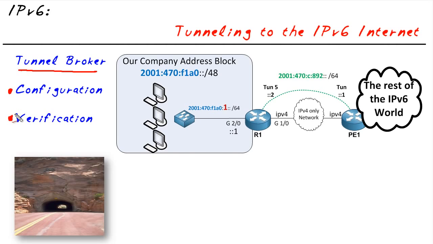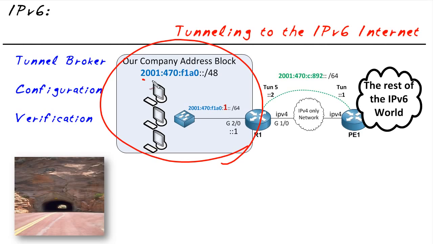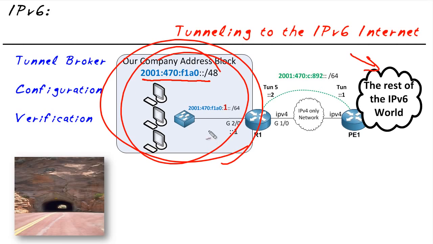To start off, we have a problem, and that problem is this. A company has a beautiful block of IPv6 address space. I mean, it's great. It's wonderful. They got it from a registry. It's assigned to the company. However, they are isolated from the rest of the IPv6 internet by a service provider who's only supporting IP version 4. So how in the world can we join this network to the rest of the internet?